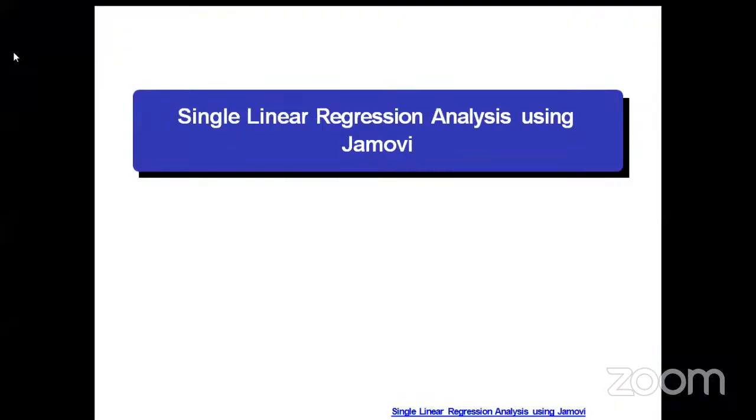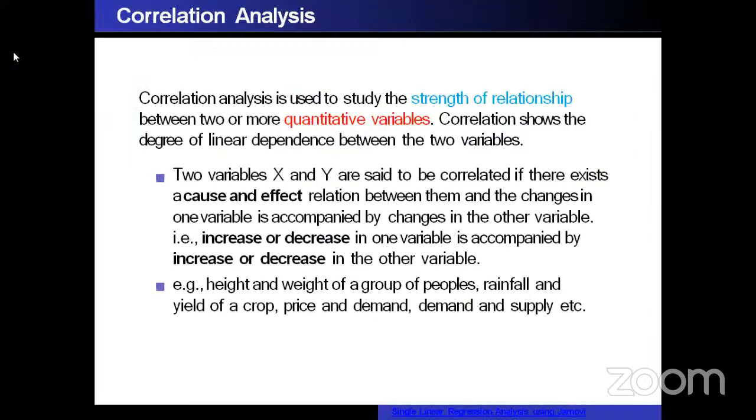Single linear regression analysis using JAMOVI. Correlation analysis is used to study the strength of relationship between two or more quantitative variables. Correlation shows the degree of linear dependence between two variables. For example, I take one variable as x and the other variable as y. If they are correlated, there exists a cause and effect relation between them, and the changes in one variable are accompanied by changes in the other variable. That is, any changes I make to the variable x reflect on y.